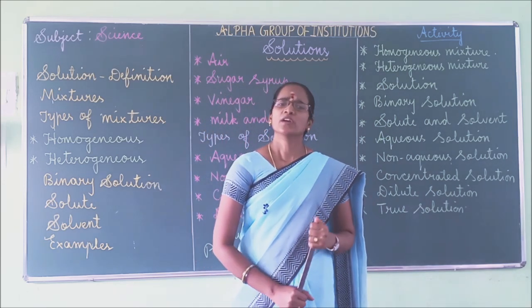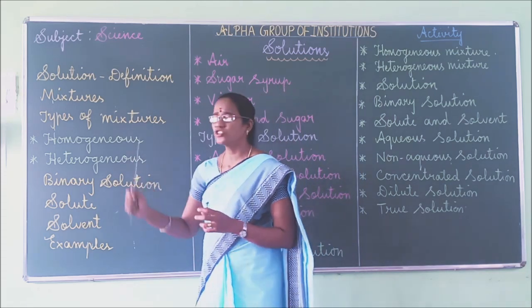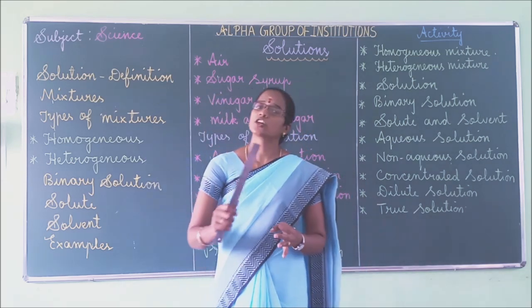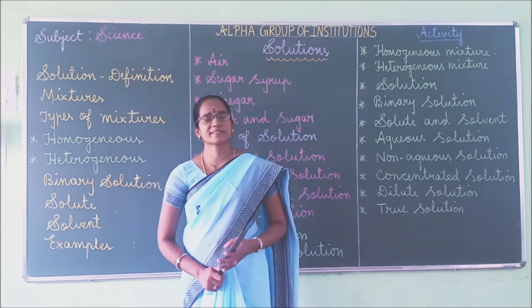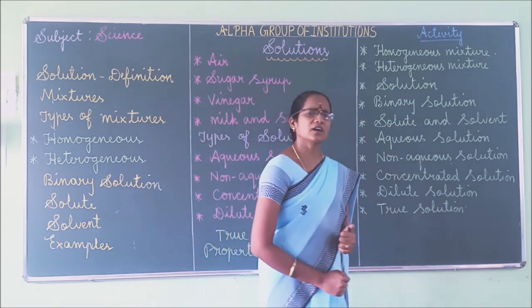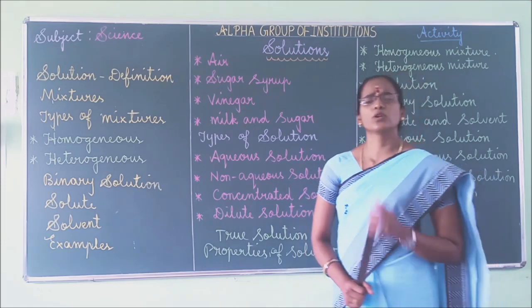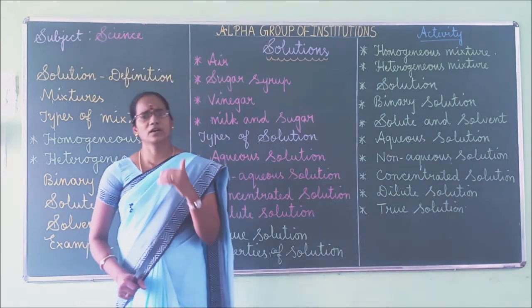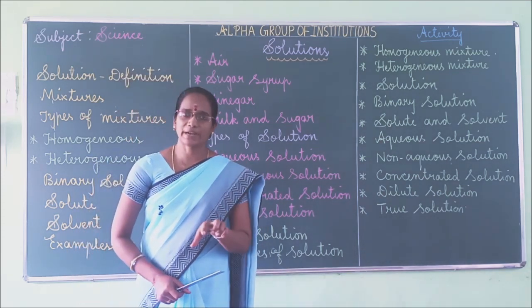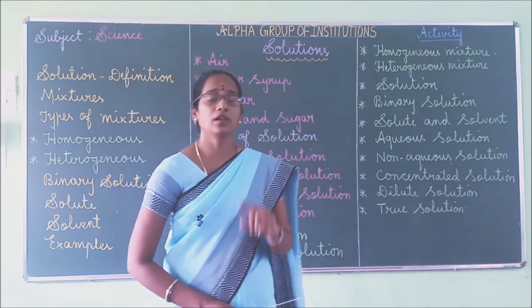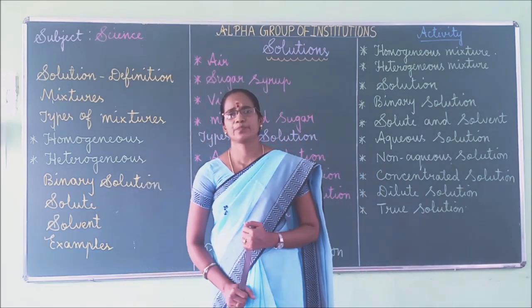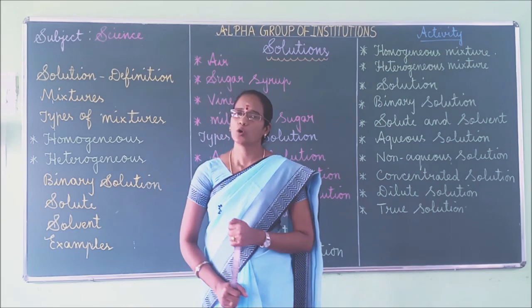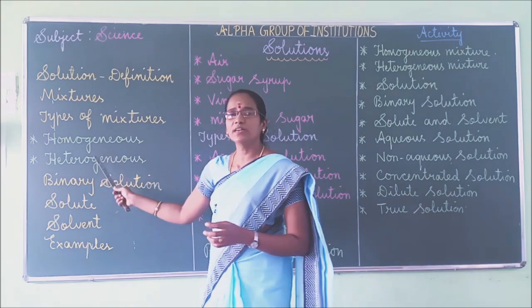Got it? Right. So some of the examples of homogeneous mixtures are vinegar, alcohol in water, common salt in water, alloys. These are the examples. Alloys are nothing but a mixture of two or more elements. These elements can be either metal and metal, or metal and non-metal, or non-metal and non-metal. And if you take vinegar, vinegar is a mixture of acetic acid and water, right?